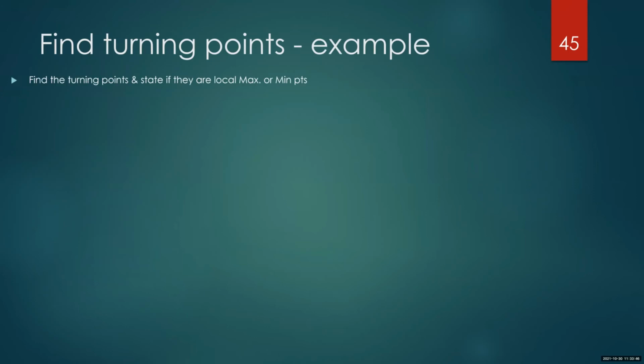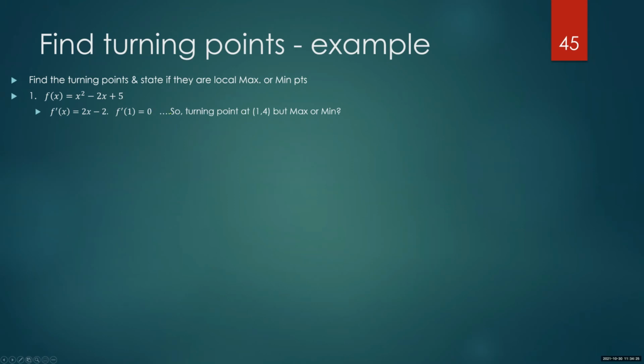So here's an example: find the turning points on a curve and state if they're local maximum or minimum points. Let's look at f of x is equal to x squared minus 2x plus 5. So f dash of x is equal to 2x minus 2. And so we want to find where f dash of x is equal to 0. Well, f dash of 1 is equal to 0. And f of 1 is 4 because 1 squared minus 2 plus 5 is equal to 4.